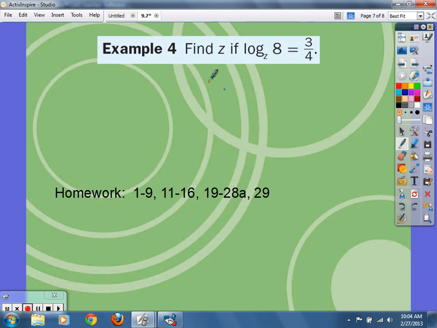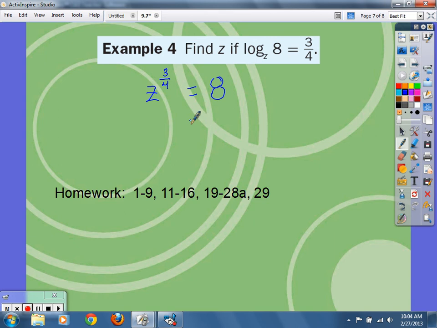Here's our last thing. We're going to figure out what z is here. Find z if log base z of 8 equals 3/4. Yes, you can have a base that's a variable. We will just rewrite it as an exponential equation. Z to the 3/4 equals 8. You have solved problems like this in chapter, I guess, maybe 8.